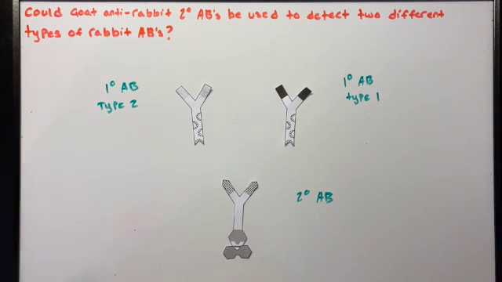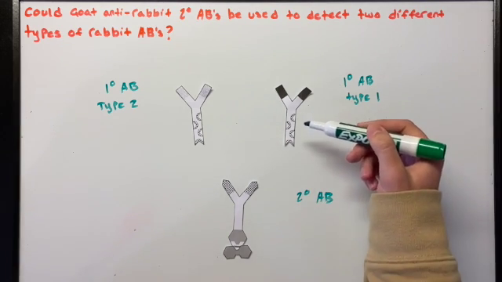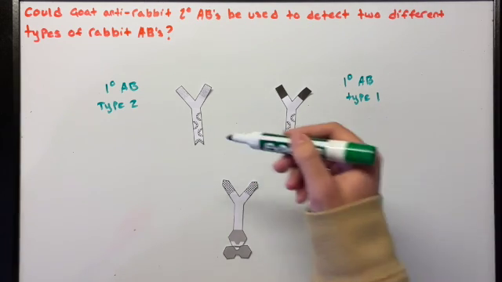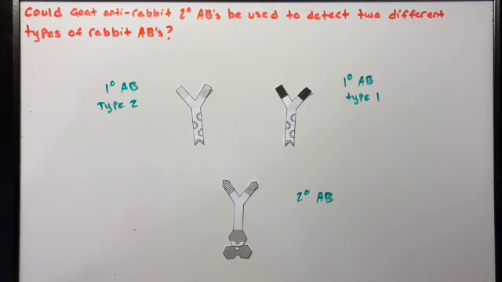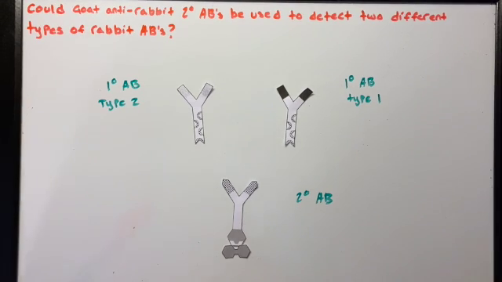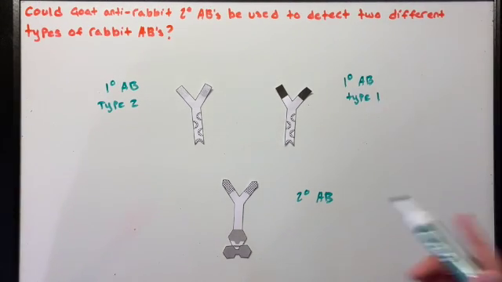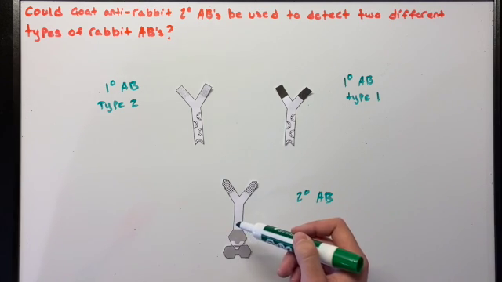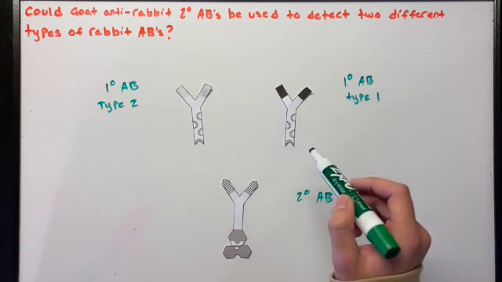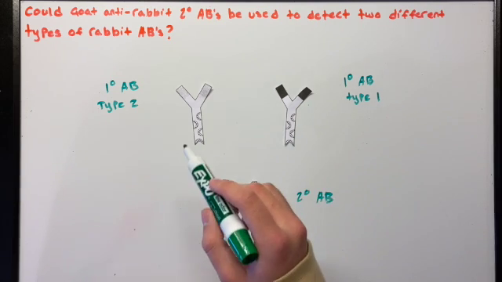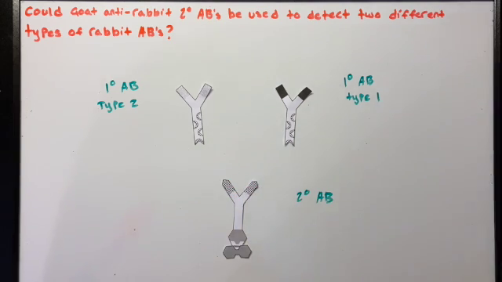it'll begin to bind to the constant region of the primary antibodies. So this region here for type 1 and this region here for type 2. This region of the primary antibodies is unchanging, so they're the same. And because of this, the goat anti-rabbit secondary antibody can be used to detect this constant region and bind to it, regardless of what the type of the primary antibody is. As long as the constant region remains unchanged, our goat anti-rabbit secondary antibodies can be used to detect the two different types of rabbit antibodies.